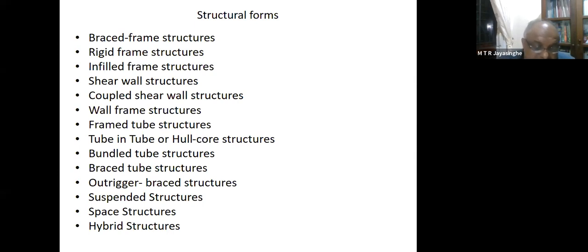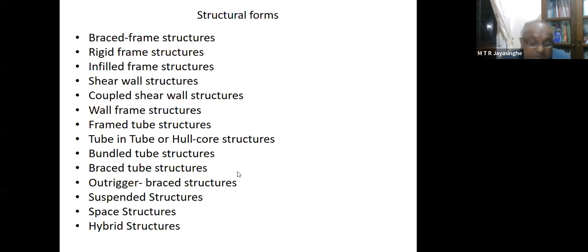Because this Khan was involved, he said, let's combine nine bamboos and create a super strong bamboo. In the same way they combined nine tubes and created a very tall, elegant structure, which needs a very small quantity of steel, a very efficient structure, a very economical structure. So they went for that, model tubes, braced tube structures.